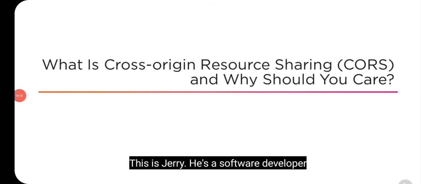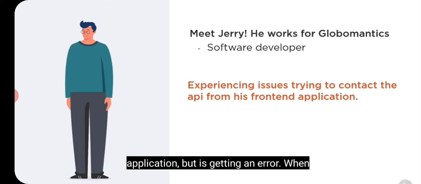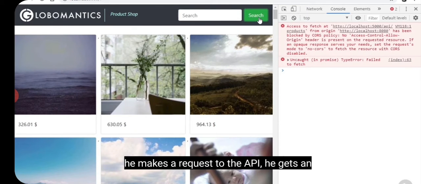This is Jerry. He's a software developer working for Globomantics. He's trying to access the API from his front-end application, but he's getting an error. When he makes a request to the API, he gets the error that access has been blocked by CORS policy. No Access-Control-Allow-Origin headers are present.